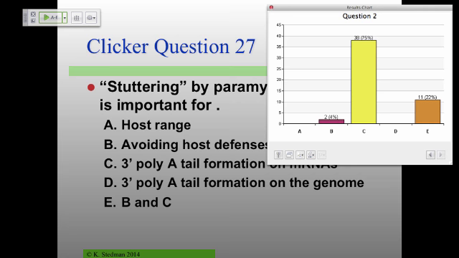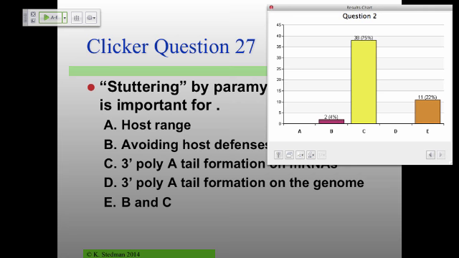Avoiding host defenses? Host defenses? What the heck? Did we talk about host defenses when we talked about paramyxoviruses? Very, very little. Turns out, however, that for the virus we're going to be talking about today, the filoviruses, it may actually be really important for that. But not for the paramyxoviruses.